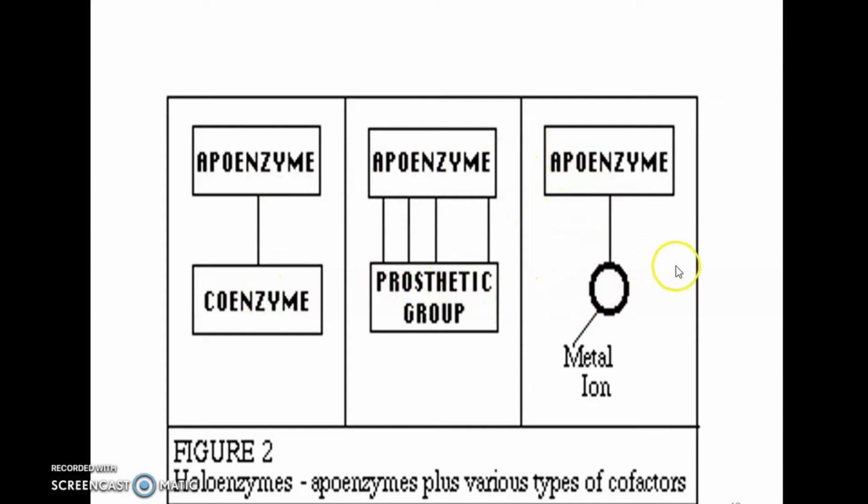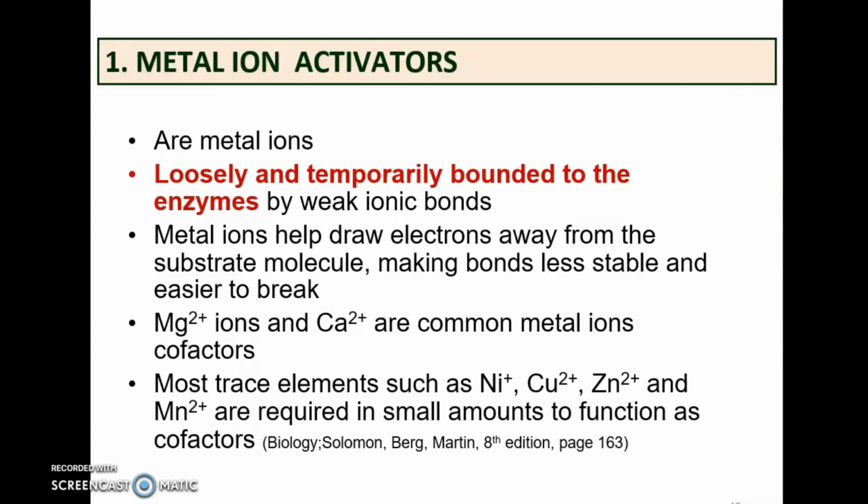So these are examples of cofactors. Prosthetic group is a cofactor. Metal ion is also a cofactor. Coenzyme is also a cofactor. So for the first type, metal ion activator, obviously they are metal ions. How does this metal ion bind to the enzyme? It will be loosely and temporarily bound to the enzyme by weak ionic bonds.